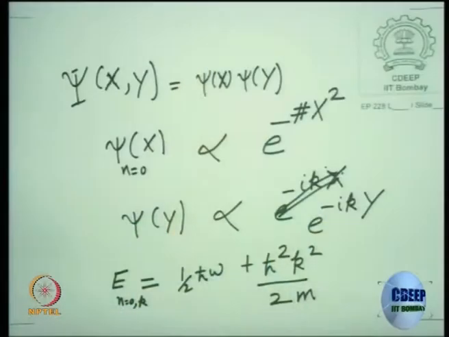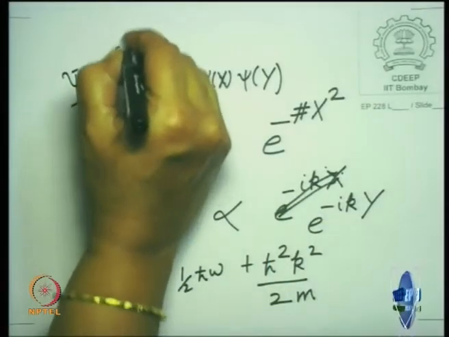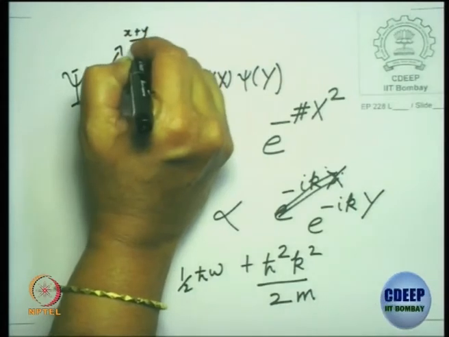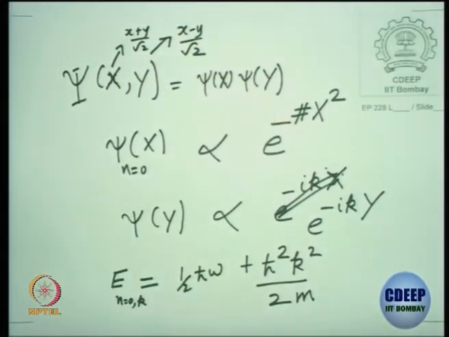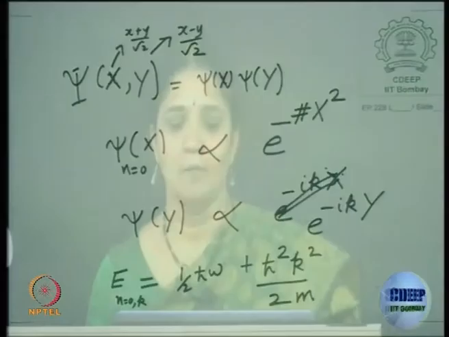You can go back and write this wave function in terms of, you can replace this by x plus y by root 2, and this one is x minus y by root 2, and then you can get back your wave function in the little x little y coordinate. This is a small trick.